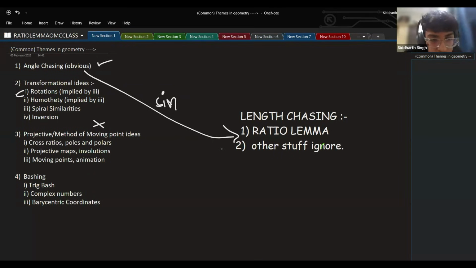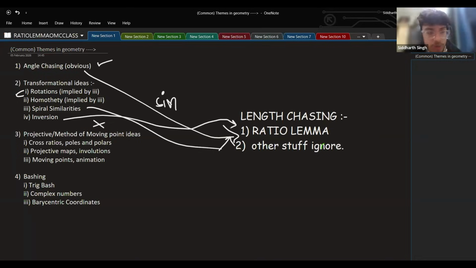I will teach how to deal with spiral similarities. For those who don't know what a spiral similarity is, don't worry, I'll explain this. Inversion is also sometimes useful in ratio lemma. Ratio lemma can be used to avoid inversion sometimes, but I don't think we'll be dealing with this in this session. I'll probably make a problem set and send it to you guys. You should solve that. Anyways, then we have projective ideas.